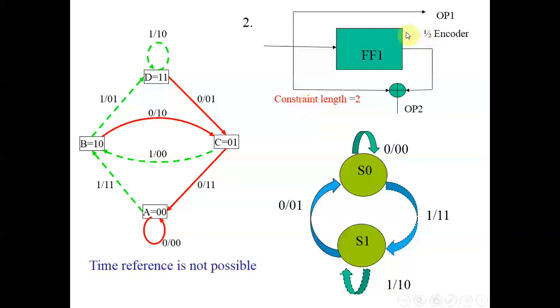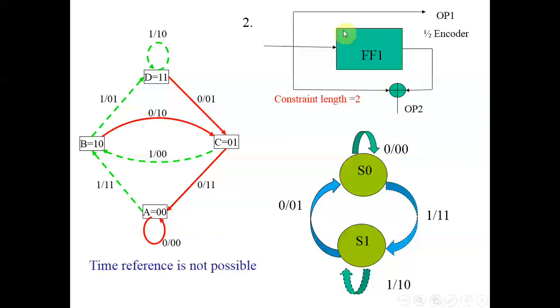What is the constraint length of this encoder? It is the number of times your input affects the output. Whenever the input is applied, it is affecting the output. So that is the first time, and when the input goes to the output of the flip-flop, it again affects the output. So 2 times the input applied is affecting the output. So the constraint length of this encoder is 2.